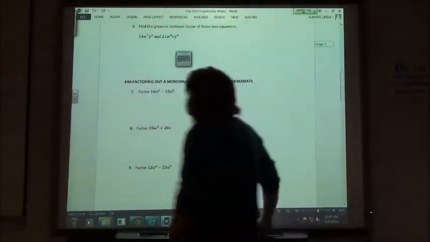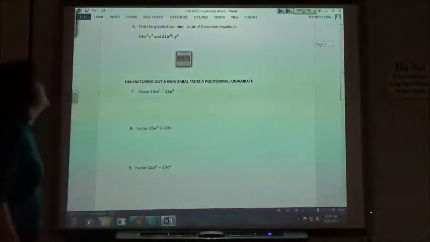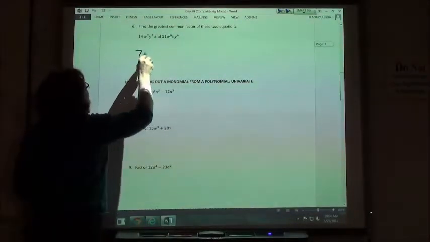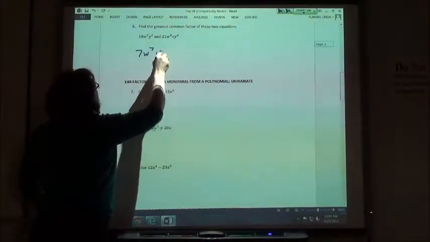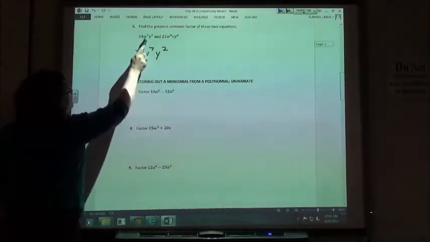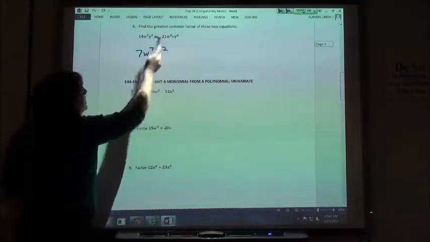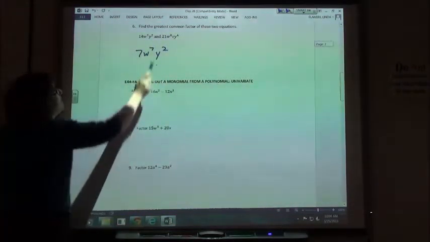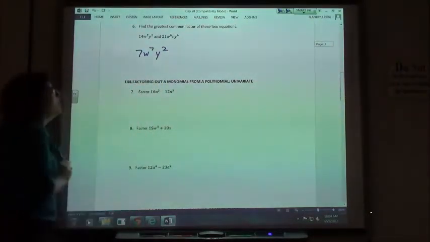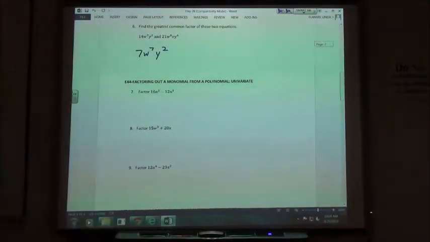So number 6, if I'm finding my greatest common factor of 14w to the 7th, y squared and 21w to the 8th, v, y to the 6th. 7w to the 7th, y to the 2nd. So my greatest common factor of 14 and 21 is 7. Here I had a w to the 7th and a w to the 8th. I used the lower one, w to the 7th, a y squared and a y to the 6th. So I use my lower one, the y squared.